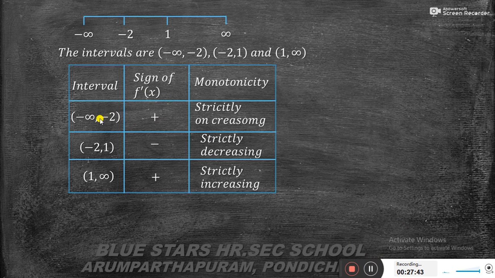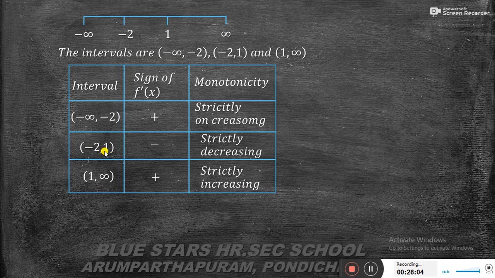So I take any value from this interval and substitute that value in f dash of x. I get a plus sign, so I say it is strictly increasing. Next I take a value from the second interval, minus 2 comma 1.